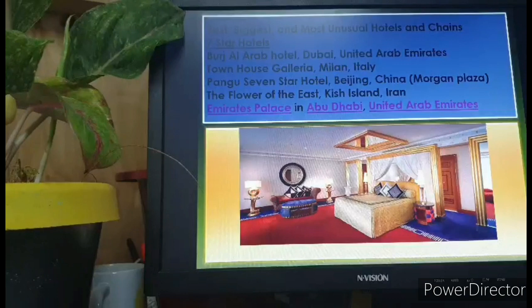We have the best, biggest, and most unusual hotels in chains. We have the 7-star hotels, of course. We have the Burj Al Arab Hotel in Dubai. The Townhouse Galleria in Milan. The Pango 7-star Hotel in China. The Flower of the East in Iran. The Emirates Palace in Abu Dhabi.